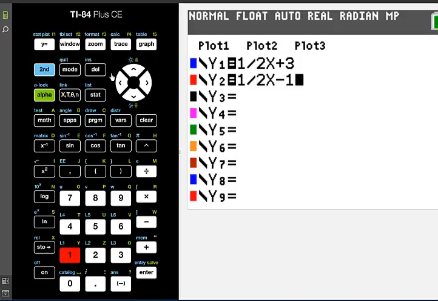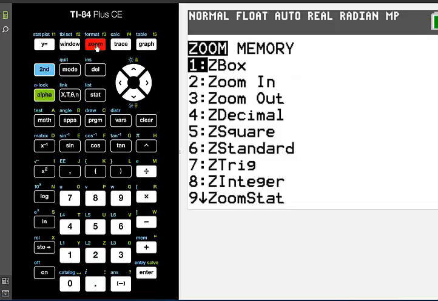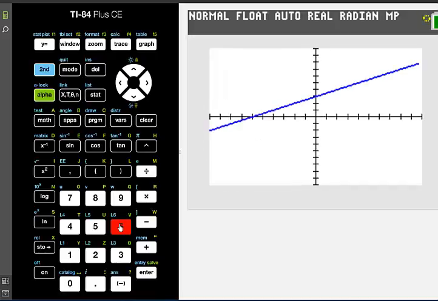As far as a window, the numbers look normal. I think I'll just go to the zoom standard window. That's zoom followed by choice 6. And here is a picture of each graph. The handout says, what do you observe about these two lines? And of course, from a visual perspective, we can see that these lines are parallel.